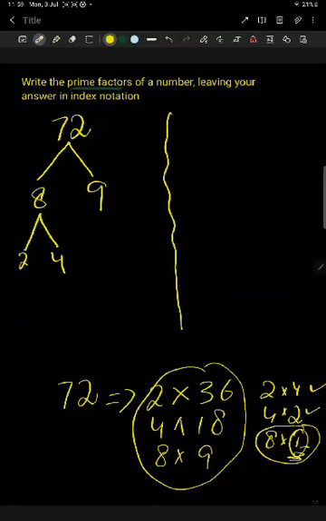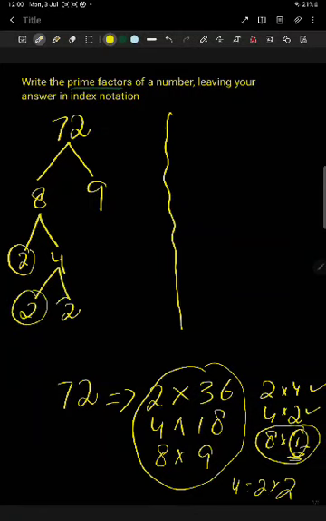Now 2 is a prime number, so I will circle it. I am done with it. Now 4 is a composite number, so I need to break it down again. I know that 4 is equal to 2 into 2. So I will factorize it as 2 into 2. Both of these are prime numbers, so I will circle them. So till here I have done.